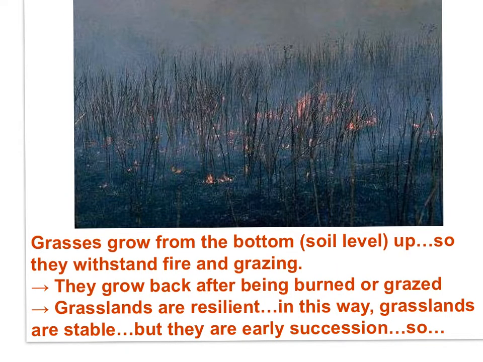Grasses are unique biologically in that they grow from the bottom, the soil level, up, so they withstand fire and grazing. If the portion of the plant above ground is reduced by fire or grazing, they grow back. In this way, grasslands are resilient. In this way, grasslands are stable. But grasslands are an early successional stage. So without fire or grazers, the community might change, moving to an intermediate stage of succession.